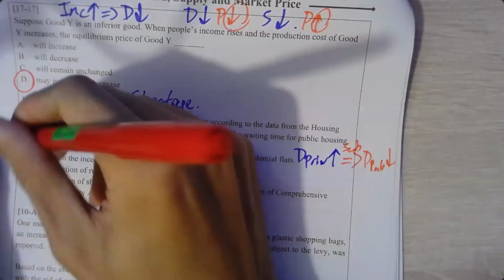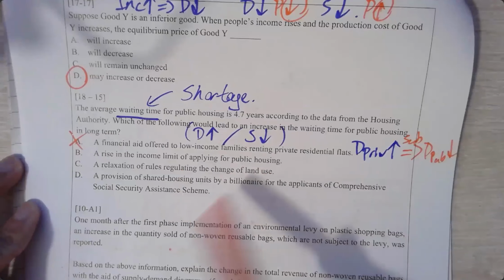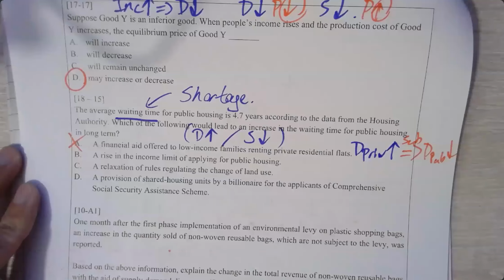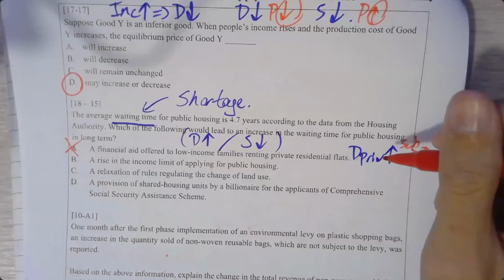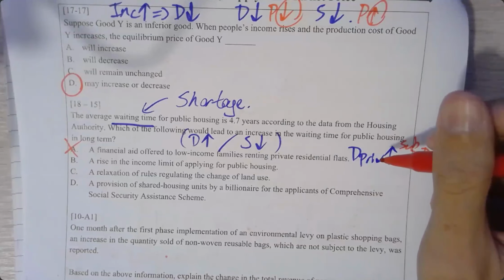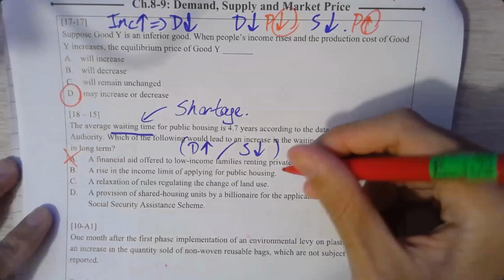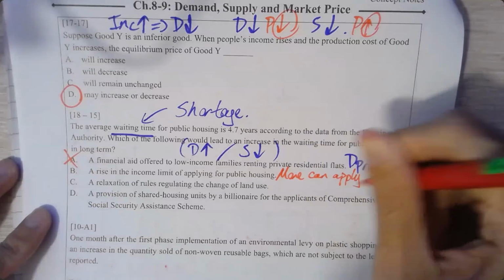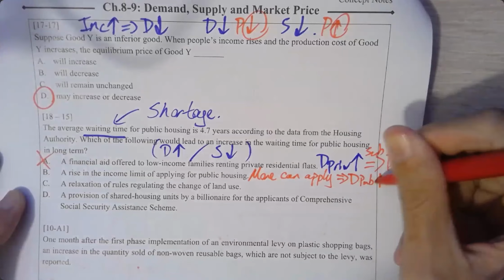Hmm, that doesn't seem right. Okay, a rise in the income limit of applying for public housing, is it easier to apply or more difficult to apply? It's actually more difficult, right? A rise in income limit, so people with more money? No, actually more people can apply. Then demand of public housing would increase. I think B is the answer.